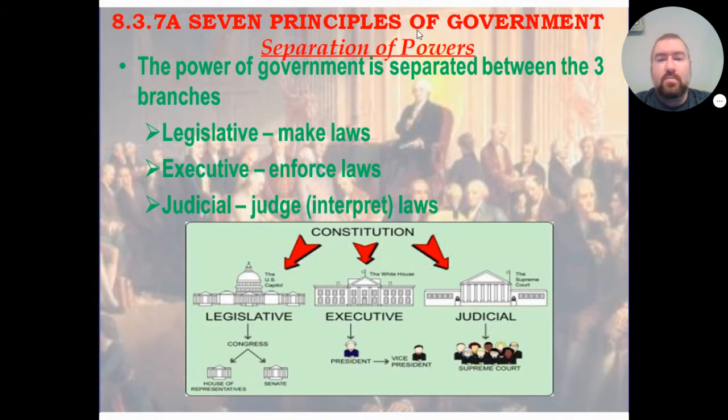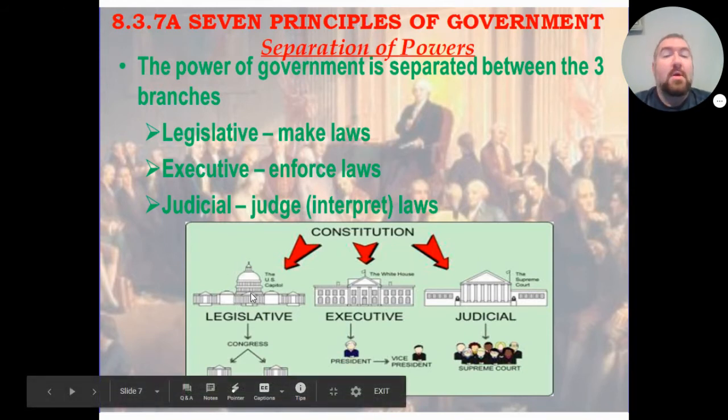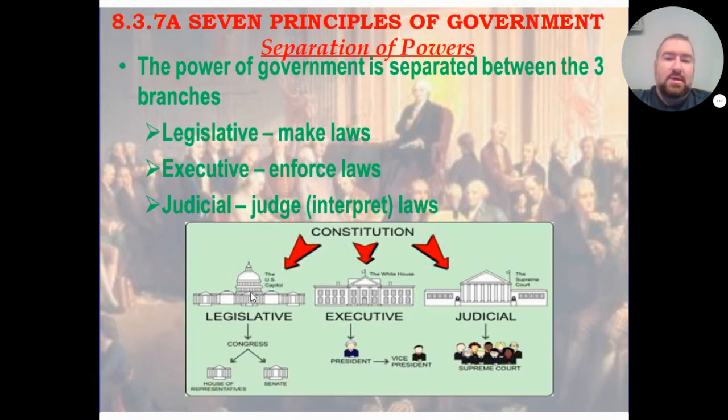So the power of the national government is separated into 3 branches, and those 3 branches are the legislative branch, that's going to be Congress, and Congress makes the laws, writes the laws. The executive branch will enforce the laws. So, as an example, we talked about the FBI, which is law enforcement. The FBI answers to the Attorney General, answers to the President. So, the executive branch enforces the laws. They're in charge of carrying out or executing the laws, hence the word executive.